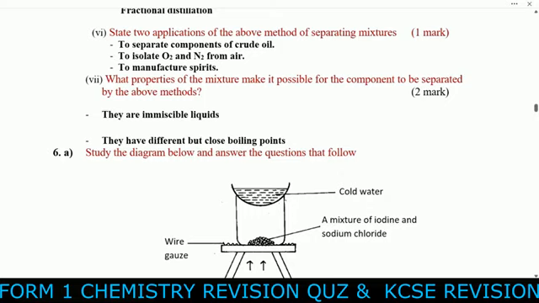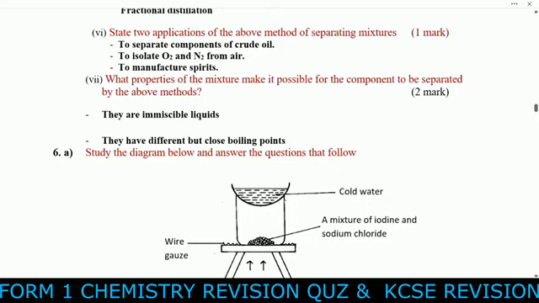Next, what properties of the mixture make it possible for the components to be separated by the above method? They are miscible liquids. You can also say they have different but close boiling points.